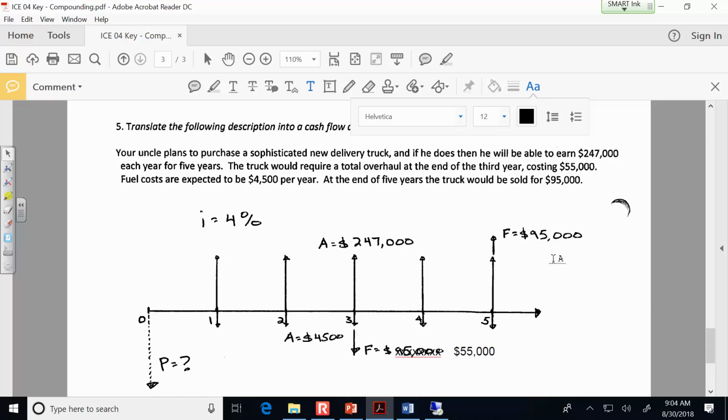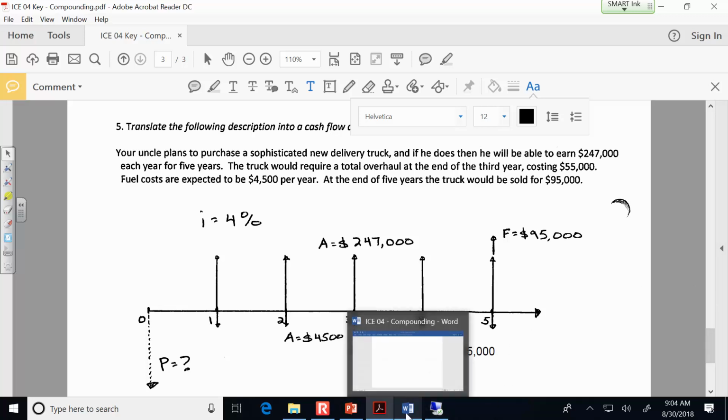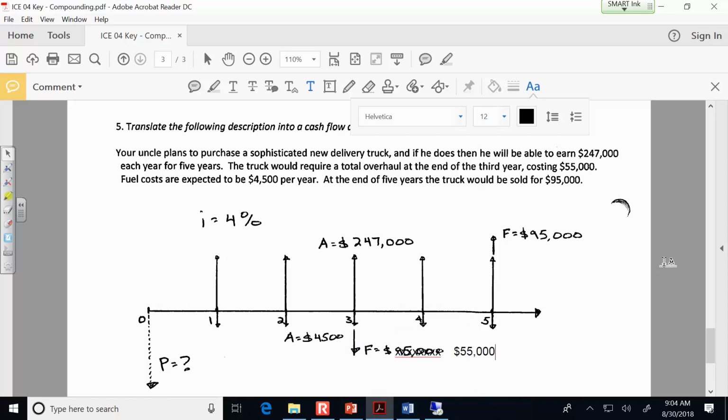All right, and then this last bonus question. Before I moved on to the bonus question, are there any other issues or questions you've got about 4 or 5?